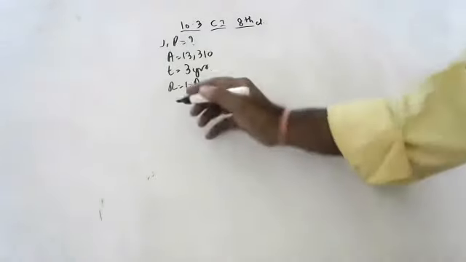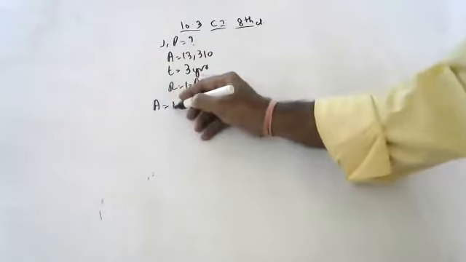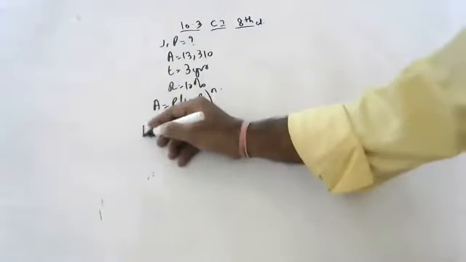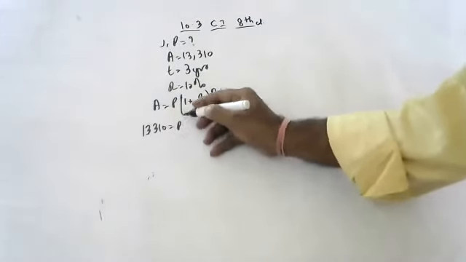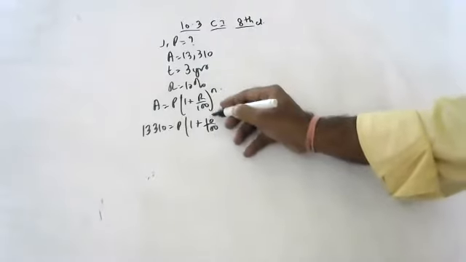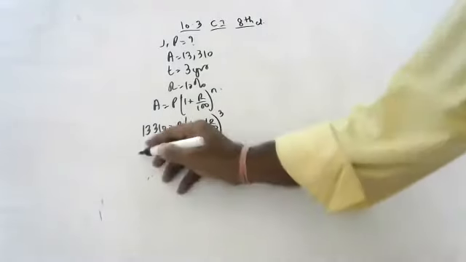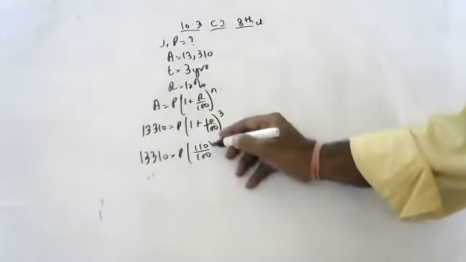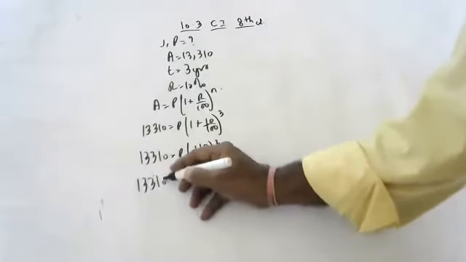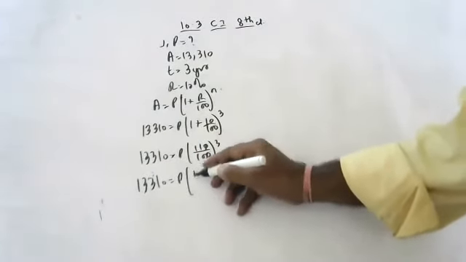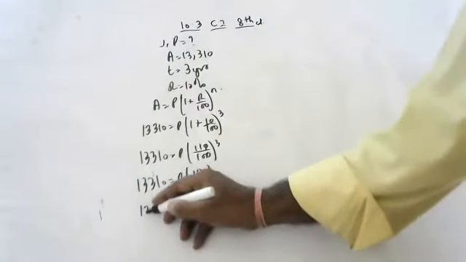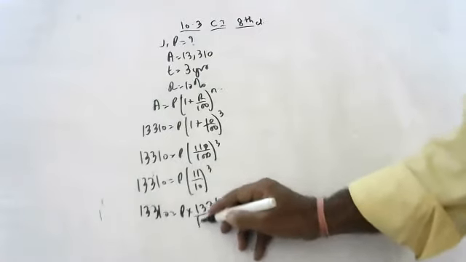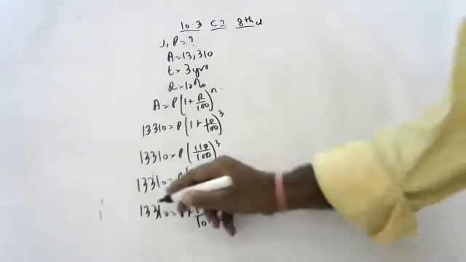Rishikesh. Yes, sir. Amount is equal to P into 1 plus r by 100, whole to the power n. So 13,310 is equal to P into 1 plus 10 by 100, whole to the power 3. 13,310 is equal to P into 110 by 100, whole to the power 3. That is 13,310 equals P into 11 by 10, whole to the power 3, which is P into 1331 by 1000.